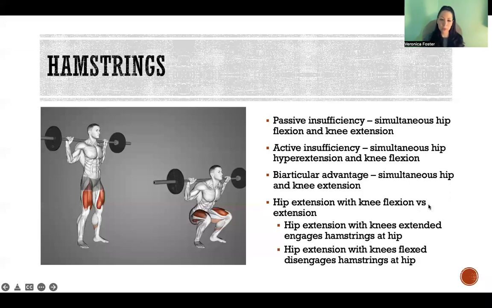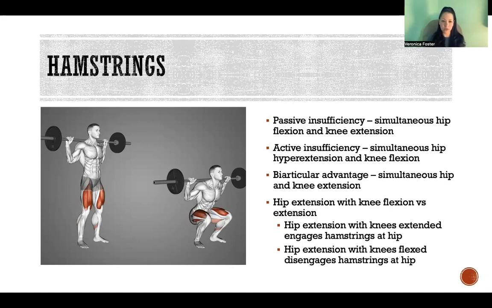Okay, so the hamstrings, because they are biarticular, they cross the hips and the knees, we have to consider passive and active insufficiency. I link to a video in the description if you need a review on these two concepts. So passive insufficiency occurs when a muscle cannot lengthen to a great enough extent to allow full range of motion at both of its joints at the same time. So passive insufficiency of the hamstrings occurs when we have hip flexion and knee extension simultaneously.